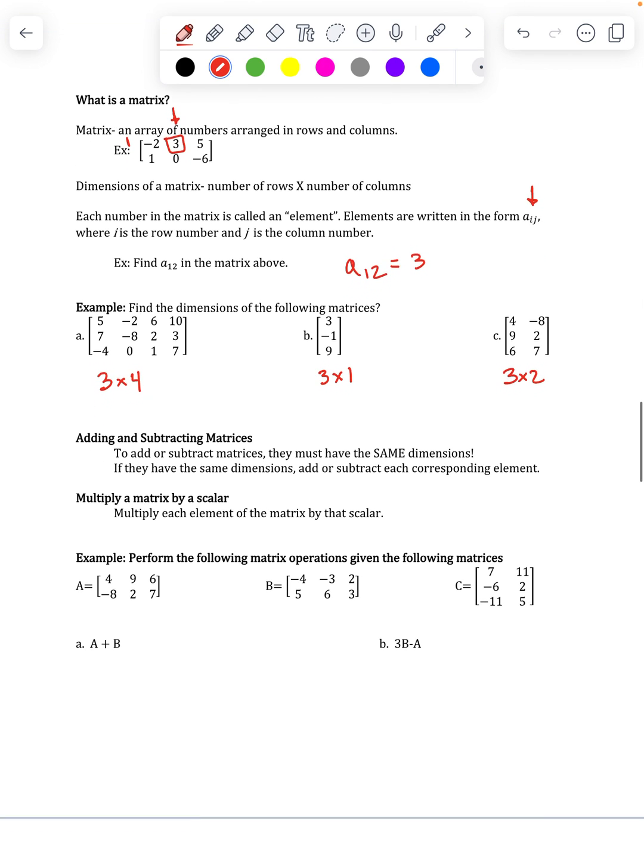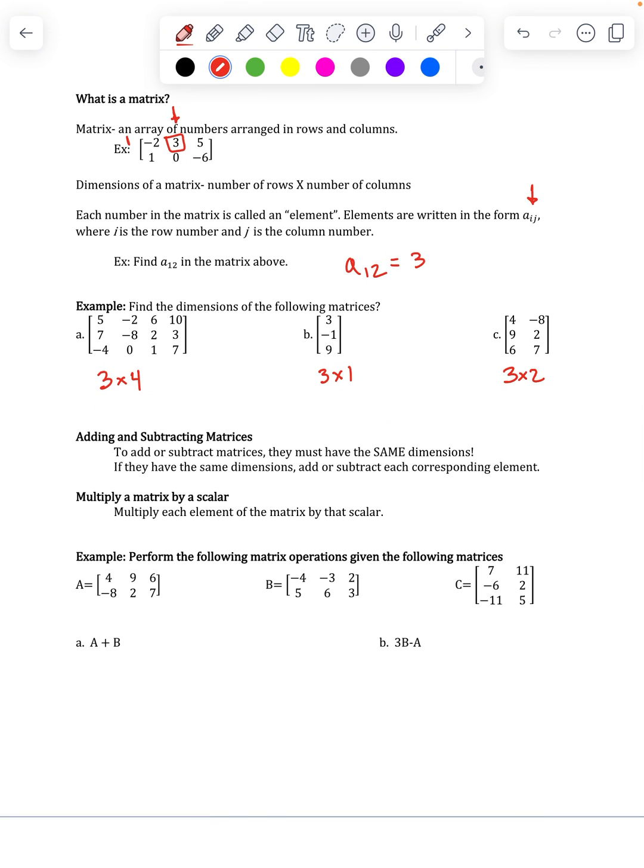Important things to note about matrices is to add or subtract, they must have the same dimensions. And when you're doing that, you add or subtract each corresponding element. So let's look at the first example for that.